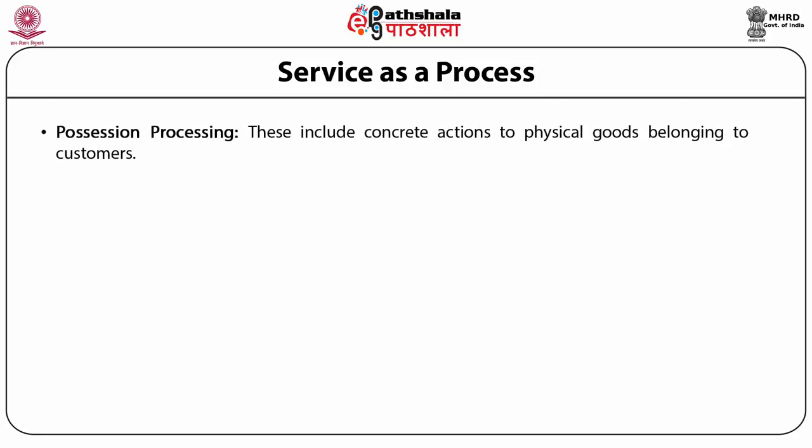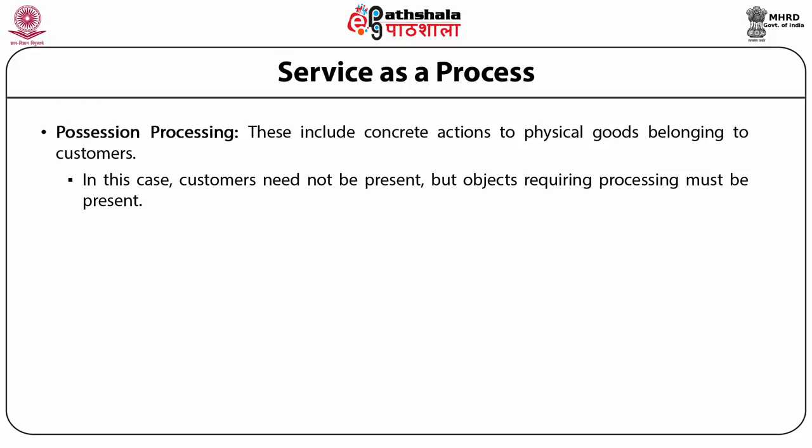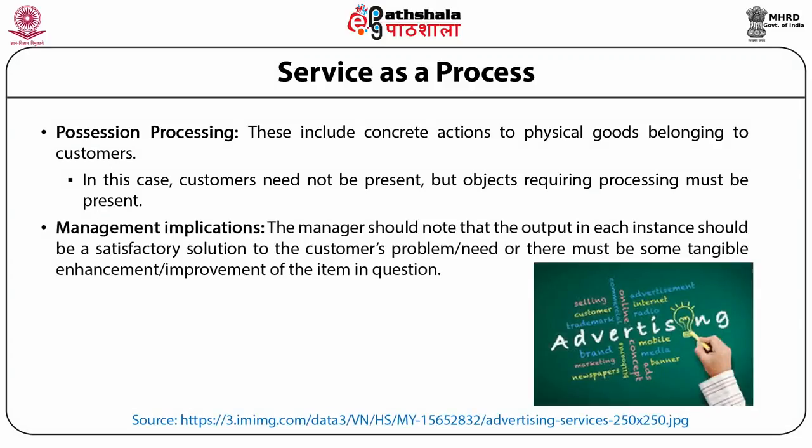The second is possession processing services. These include concrete actions to physical goods belonging to customers. In this case, customers need not be present, but objects requiring processing must be present. For example, lawn mowing, warehousing, laundry. Many such activities are costly manufacturing operations and do not always involve a simultaneous production and consumption. The manager should note that the output in each instance should be a satisfactory solution to the customer's problems or needs, or there must be some tangible enhancement or improvement of the item in question.